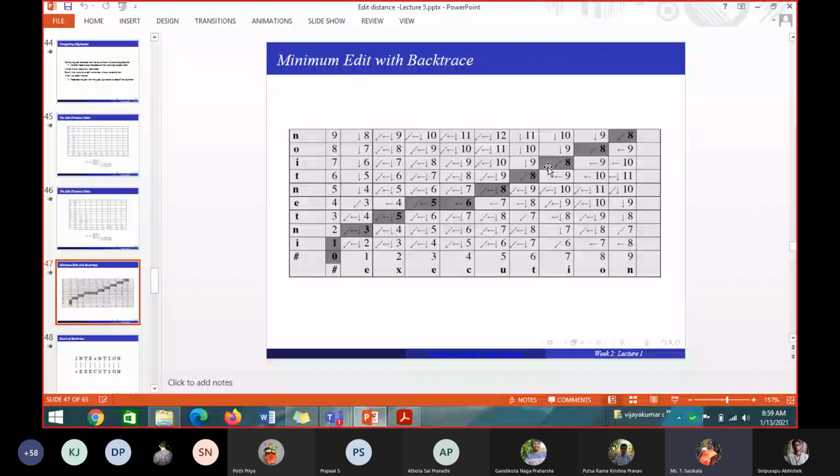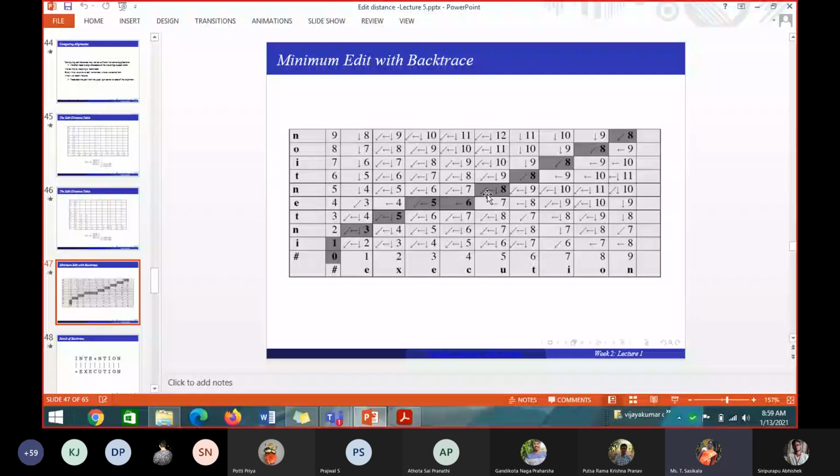Now you process N and U. N and U 8, how did I get it? Can you tell me? Left side 7 plus 1, down 7 plus 1, diagonal 6 plus 0 or 6 plus 2. Which one do I have to take? Please respond. I am asking simple mathematics. 6 plus 2. So all the values are here. Left side is also 8. Down is also 8. Diagonal is also 8. So if all the values are the same, you can take the diagonal. So this 8 I have arrived from this diagonal 6. Is that fine? If all the values are the same, you can take the diagonal value.